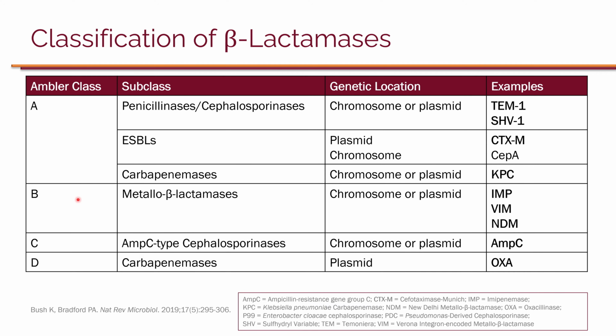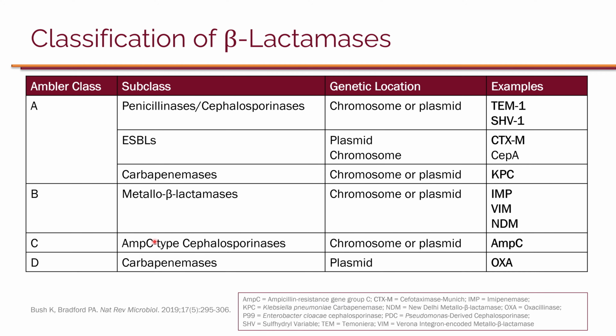Now, when it comes to class B, these are the metallo-beta-lactamases. Class A, C, and D are based on a serine residue at the active site of the beta-lactamases. With class B, these are based on using zinc to break the amide bond. So these are called metallo-beta-lactamases, and these are perhaps the most resistant organisms when they have metallo-beta-lactamases. Some examples are IMP, VIM, and NDM.